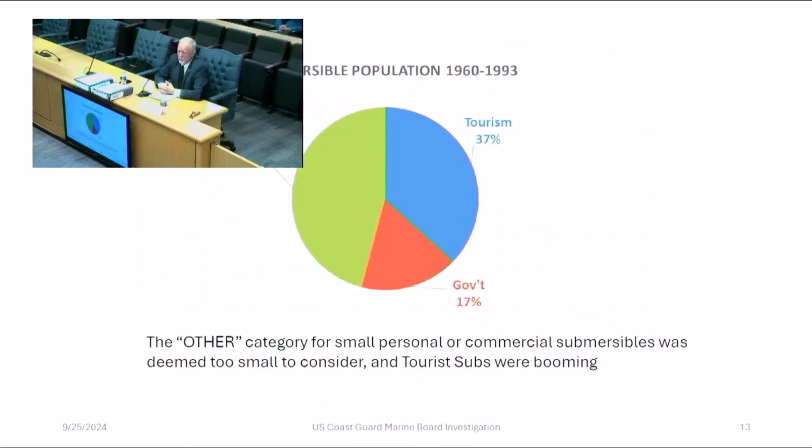This is what the submersible population looked like. It was equally split between tourism, research, and government. The other category, as written in the preamble to the NVIC 593, is interesting to read. It is a public document. It is available to everybody. And it does specify small submersibles. Yeah, they're out there, but it's really nothing of significance, and we're going to ignore it.